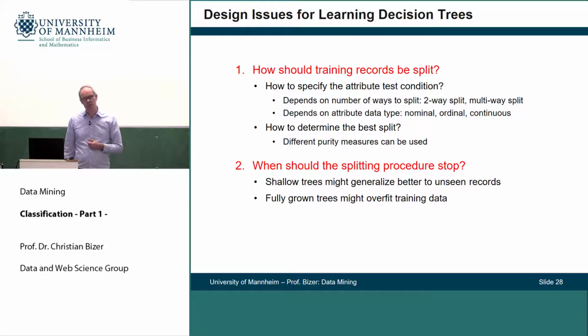The second question, which goes into the direction of overfitting, is it really smart to learn complete deep trees that perfectly cover all training examples, or does it make sense to learn a bit shallower trees that might generalize better to unseen examples? This is something we will also look at in detail in a minute. So let's start with the different ways how we could construct our trees, how we could split, and how we choose the best split.